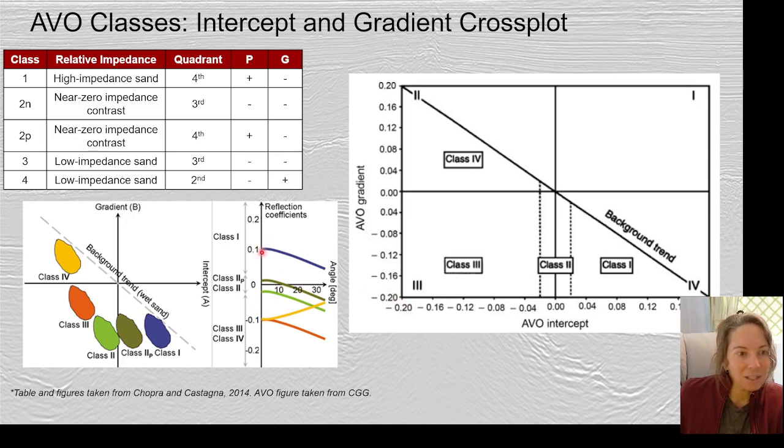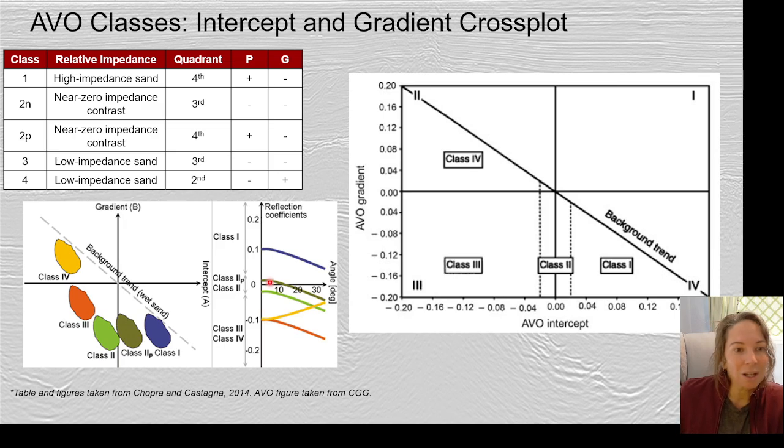And we could see that when we go back to the reflectivity, the class 3s are this orange color. And so they start off negative, so their intercept is negative and their gradient is negative. So hopefully that helps you see the comparison between these two charts.